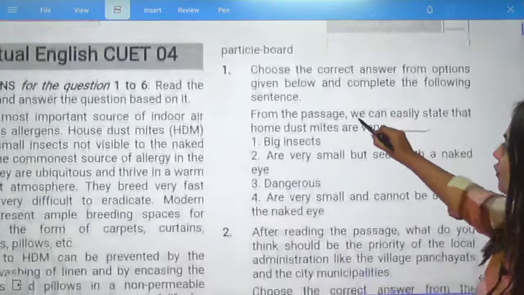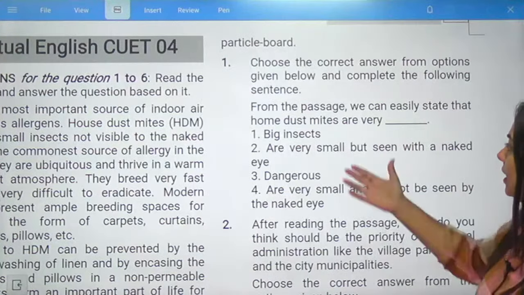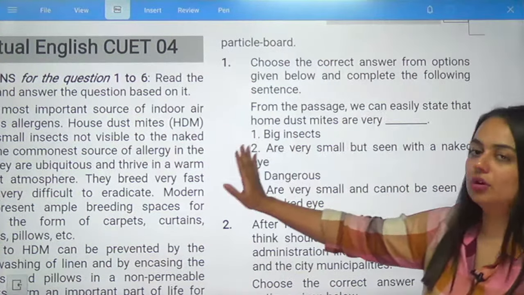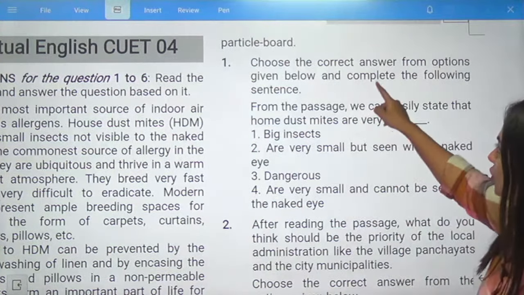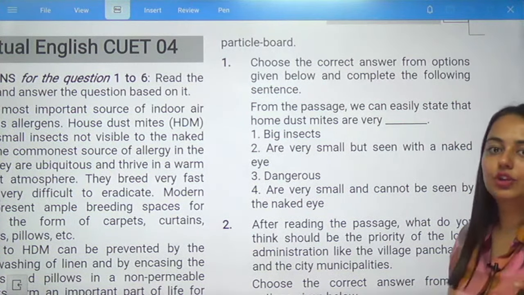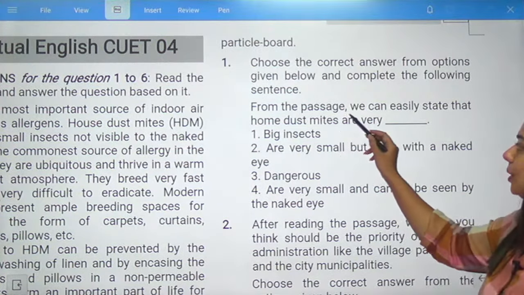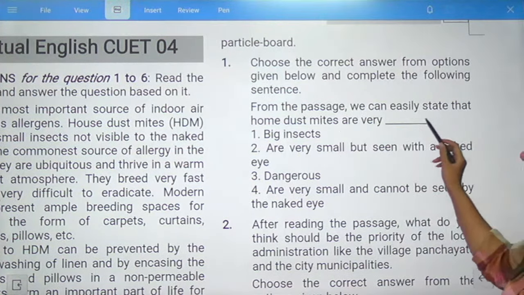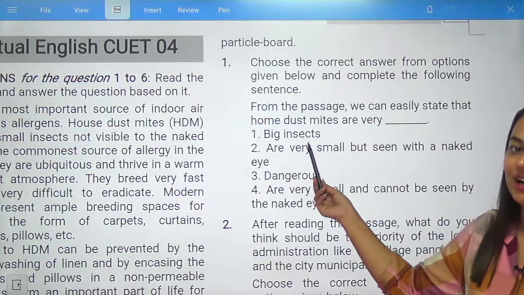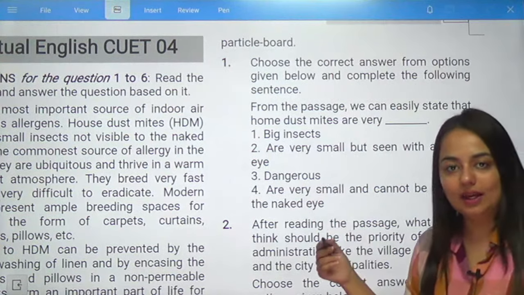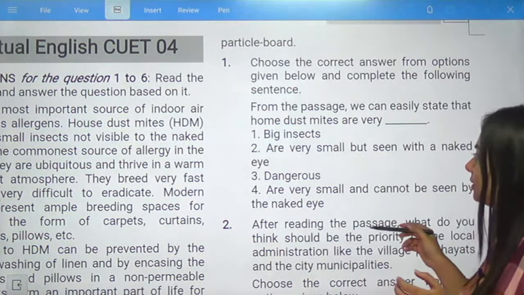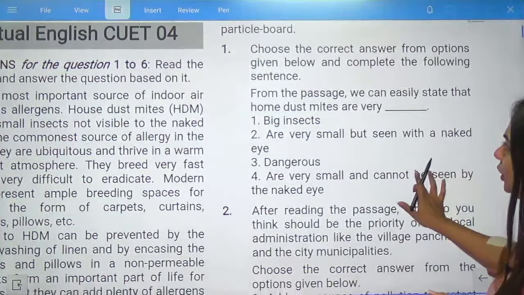So the first question format, as you can see on the screen, is in the form of fill in the blank. But ये fill in the blank is completely based upon what is given in the passage. Choose the correct answer from the options given below and complete the following sentence. So the sentence goes like, from the passage we can easily state that home dust mites are. Are they very big insects? No, they are not. They are very tiny. Had they been big insects, we would have easily eradicated those insects, right? So you can see it yourself.